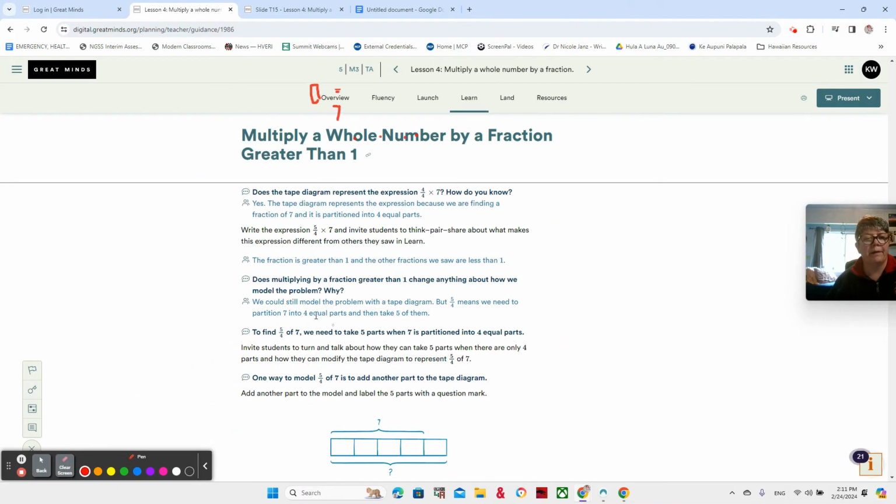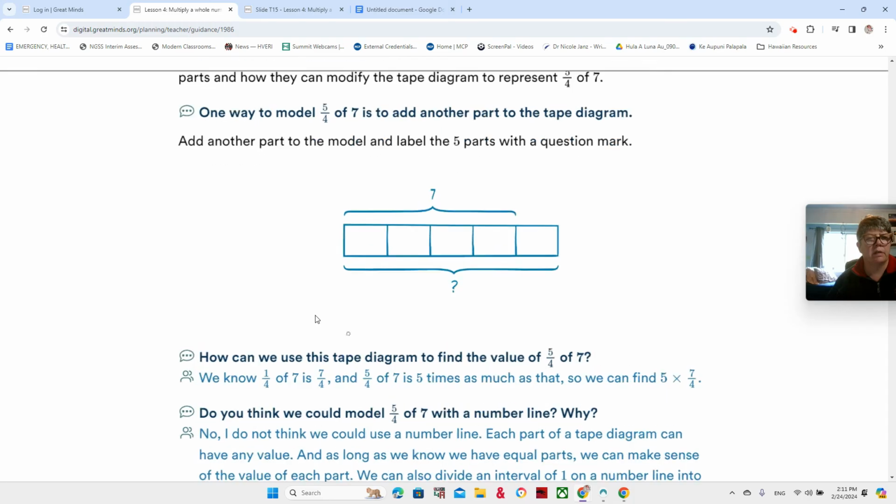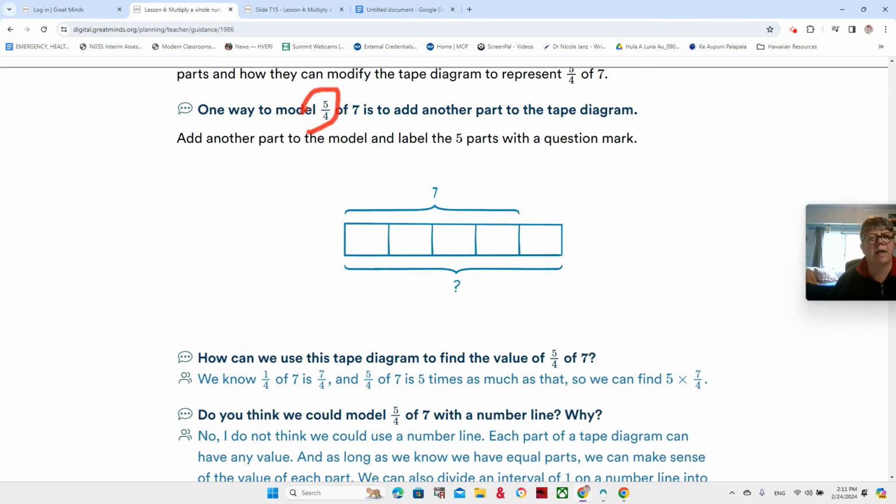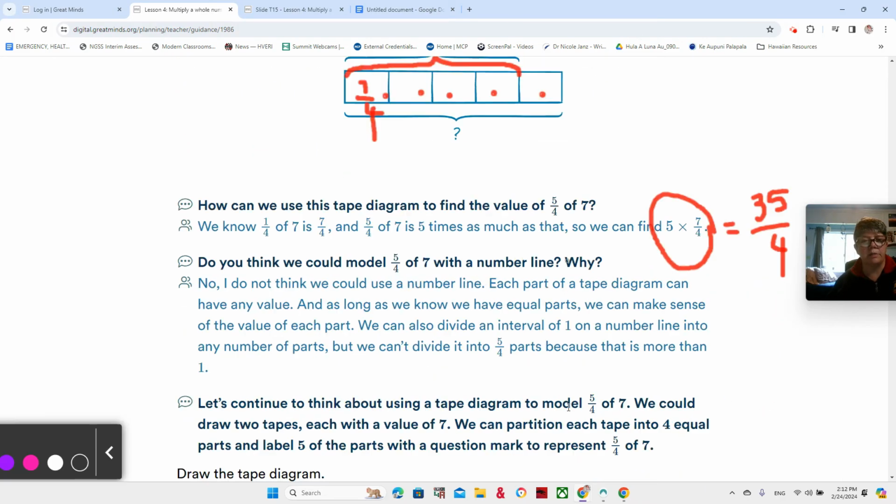Okay, so what about 5/4 of 7? 5/4. How can we show 5/4? 1, 2, 3, 4, 5. But our 7 is only here, right? Because 5/4 is one more fourth. So could we do 5 times 7/4, right? Because each one is 7/4. And then we can just multiply 5 times 7/4, which would be 35/4. Is that okay? I think it is.